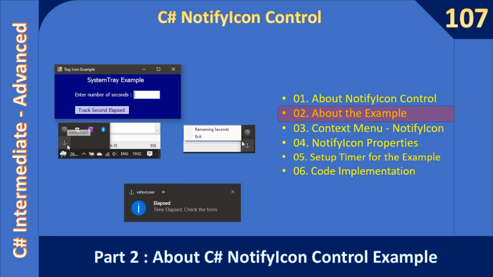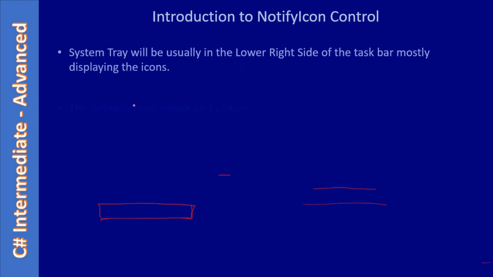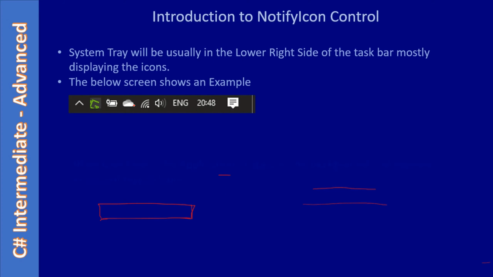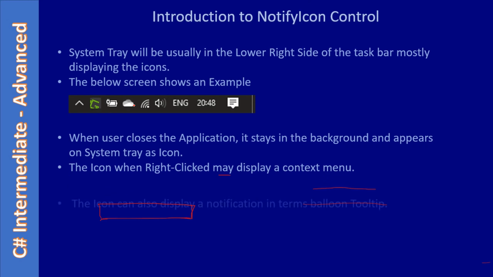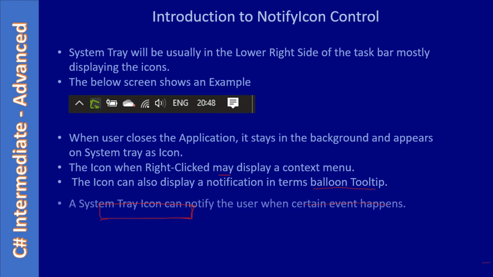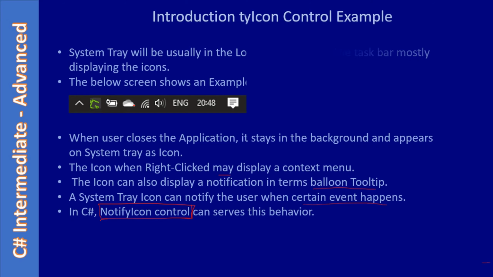So in this example we will learn about the different parts of the example and what it will do. In the previous video we learned about the basics of the system tray and how the system tray is achieved using the NotifyIcon control in C Sharp.